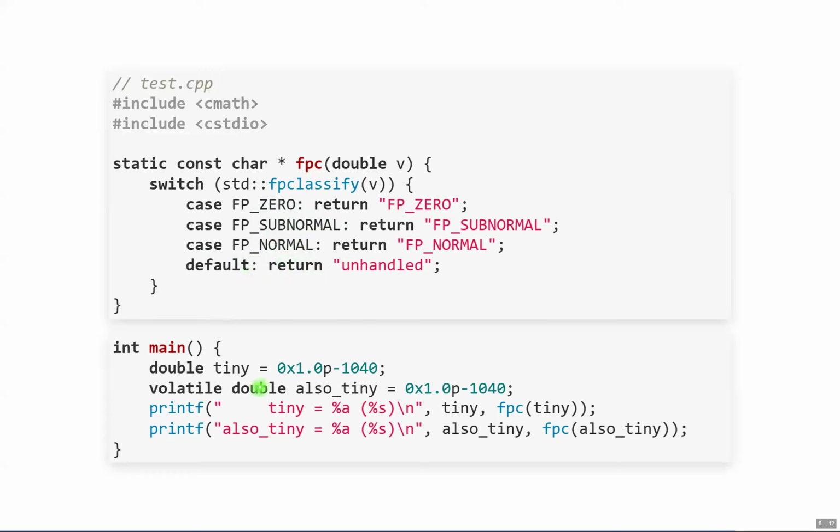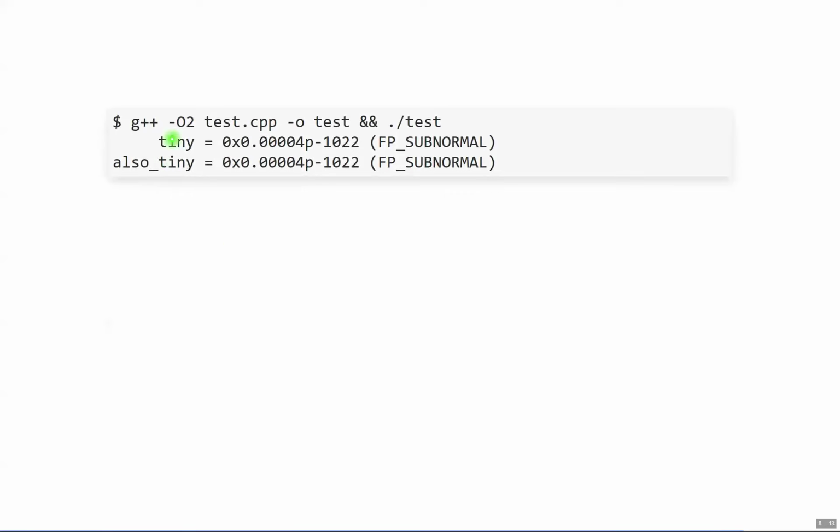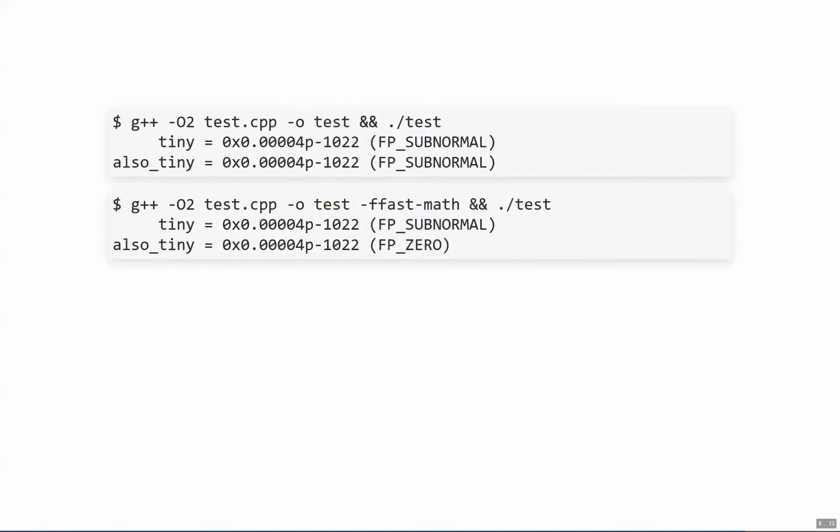And we have a tiny little main that just writes 2 numbers. These are the smallest possible positive numbers in double. And we print them, their value and what their classification is. Okay, everyone with me? So just compile it normally, O2, test, run it. Result is it's subnormal. This is correct.